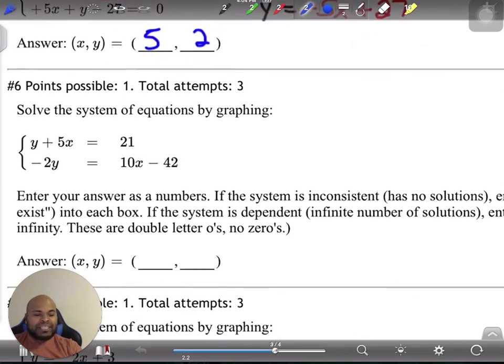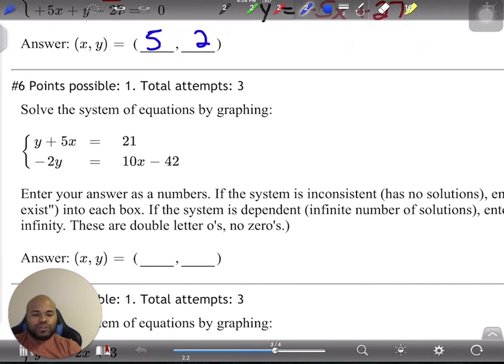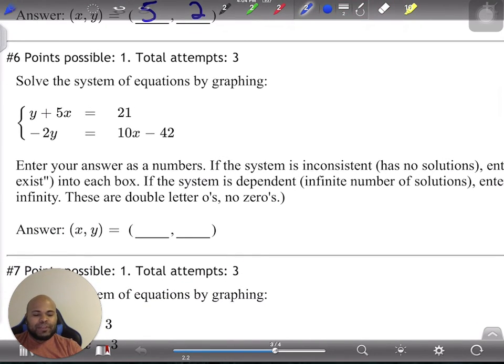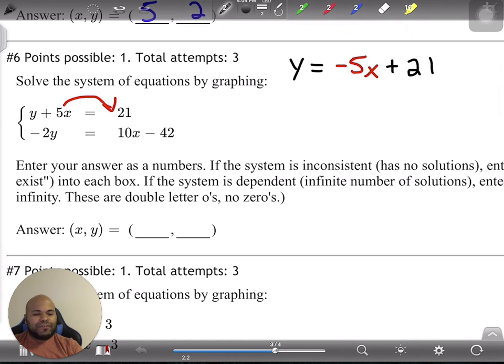All right, the last problem that I'm going to do is this one. This is a very interesting problem, so pay close attention. Solve the system of equations by graphing. But do you really have to graph? We'll see. I could go to the first equation, and again, my first job is to change it to y equals mx plus b. So I'm going to have y equals negative 5x plus 21. So that's my first step.